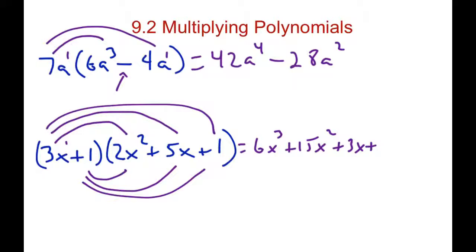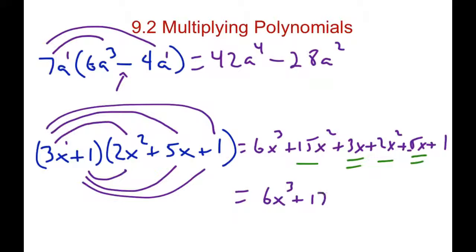Alright, now distributing the 1. 1 times 2x squared is 2x squared. Plus 1 times 5x is 5x. Plus 1 times 1 is 1. Alright, my like terms. Let's see. We have a 15x squared and a 2x squared, a 3x and a 5x. So 6x cubed. I'm going to go in descending order with the exponents. 15x squared plus 2x squared is 17x squared. And 3x plus 5x is 8x. And then plus 1. There you go.